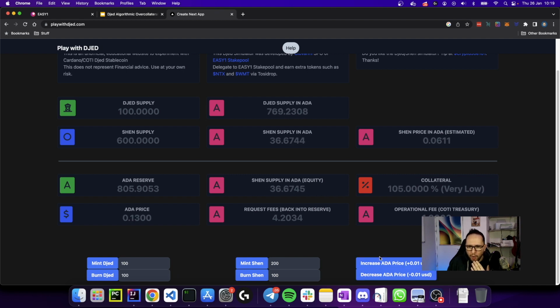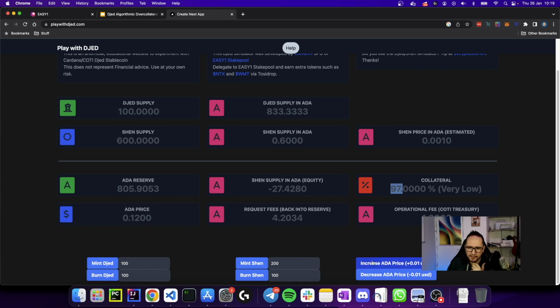Obviously, when we go at 105, it means that we have just about enough ADA to pay for the 100 Djed. And then if we go under this, you start to see that the Shen supply in ADA basically hits negative because we have under 100%. And that's the case where really the peg starts.